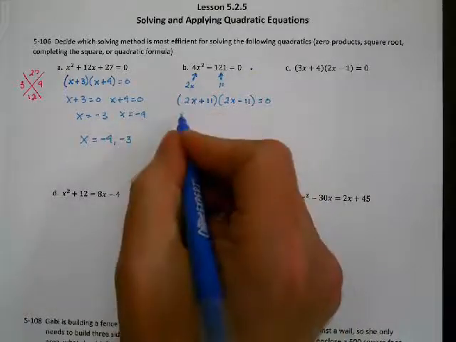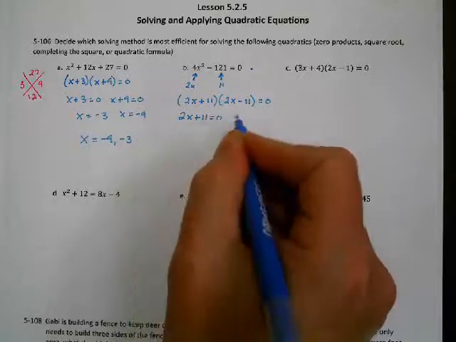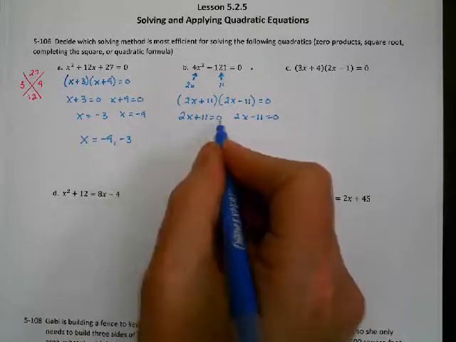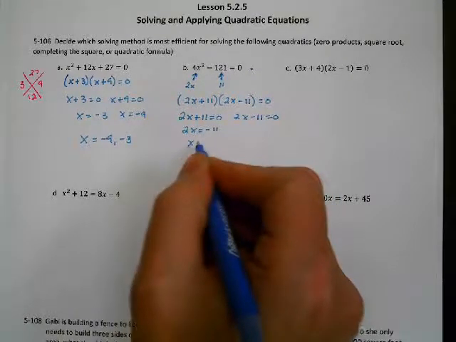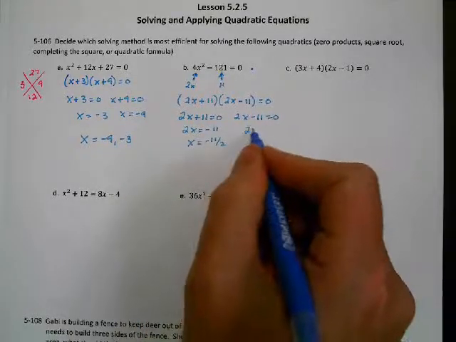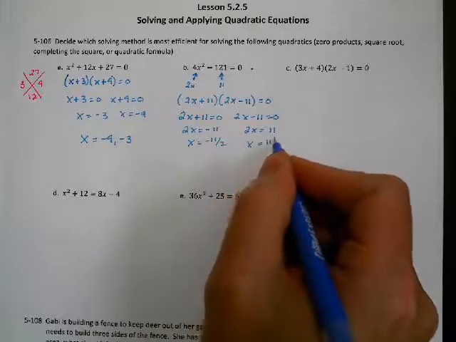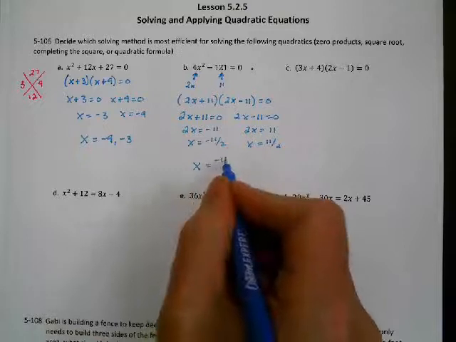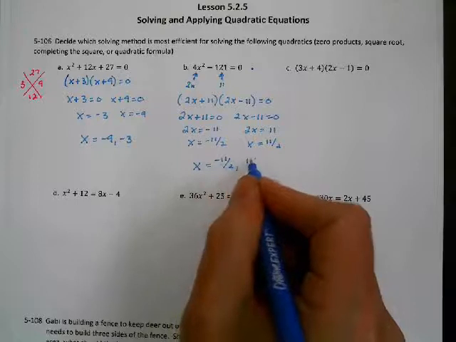So this one, I would now just do 2x plus 11 equals 0, 2x minus 11 equals 0. So over here, I'm going to subtract 11 from both sides, and 2x is negative 11. Divide by 2, and x is negative 11 halves. Over here, I'm going to add 11 to both sides. 2x equals 11. Divide by 2, and x is 11 halves. So my answer for this one gives me 2 answers, negative 11 halves and positive 11 halves.